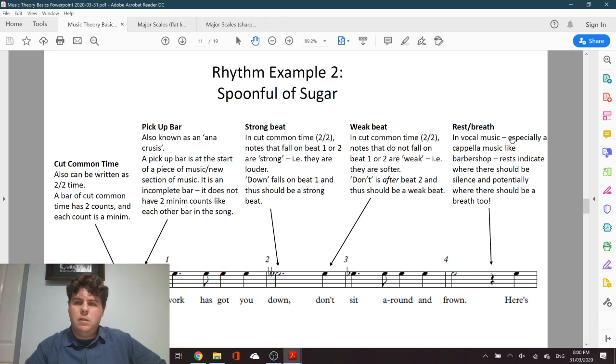This last point here: rest and breath. In vocal music, especially a cappella music like barbershop, rests indicate where there should be silence and potentially where there should be a breath too. So right here we have a crotchet's worth of breathing time. In other kinds of music, a rest doesn't necessarily indicate a breath. If you're playing the piano, a rest doesn't mean you breathe, because you can breathe freely when you play the piano. But when we're singing, it's important to know where the rests or the breath points are. Let's move on.